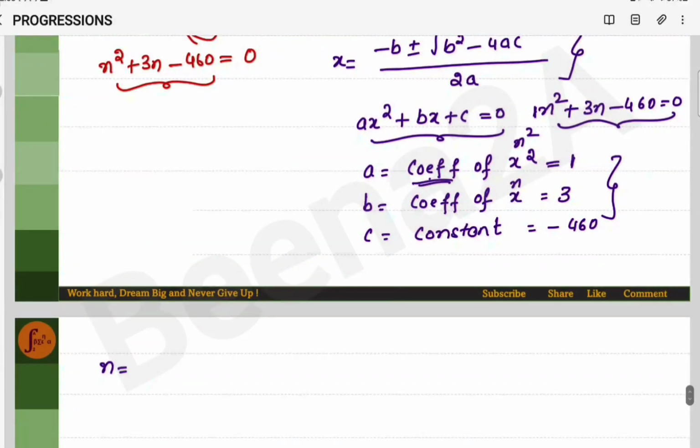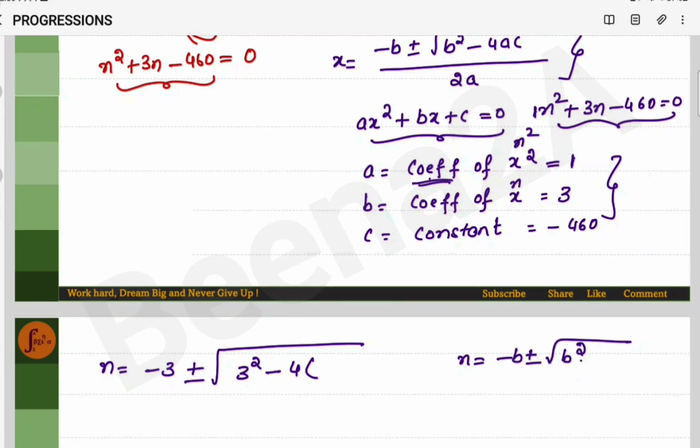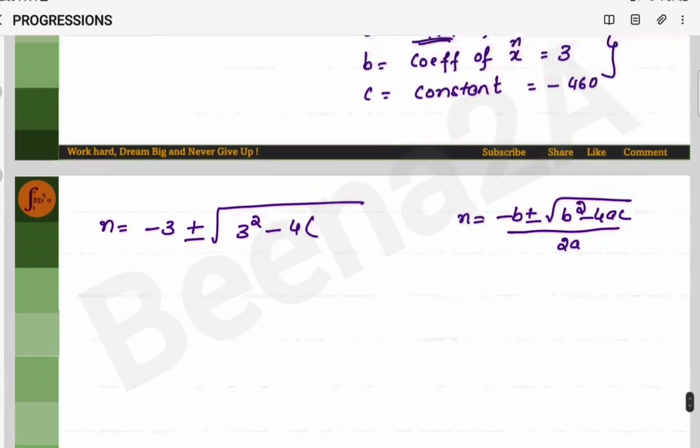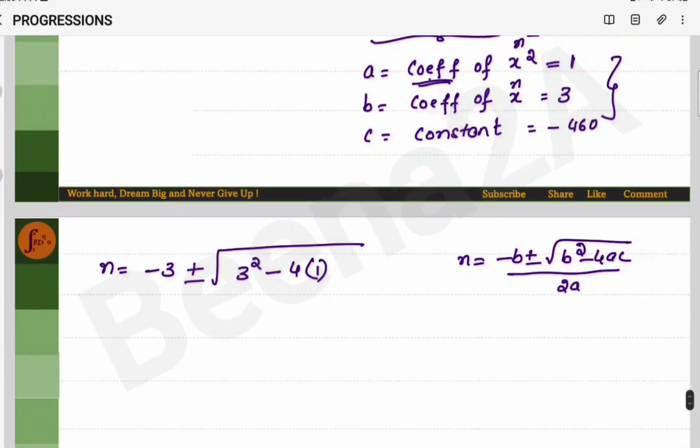n is equal to minus b. Minus b is 3, so minus 3 plus or minus root of b square. b square is 3 square, minus 4 into a, c. Let me write this formula here: n is equal to minus b plus or minus root of b square minus 4ac by 2a. So 4 into a, a is 1, c is minus 460, by 2 into a. What is a? 1.